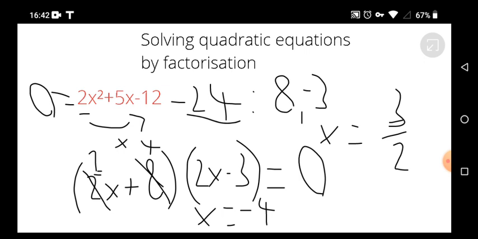Alright, so that is how you solve quadratic equations by factorisation. This doesn't always work for every quadratic equation. If it doesn't work, I will go over different ways in which you can solve these.